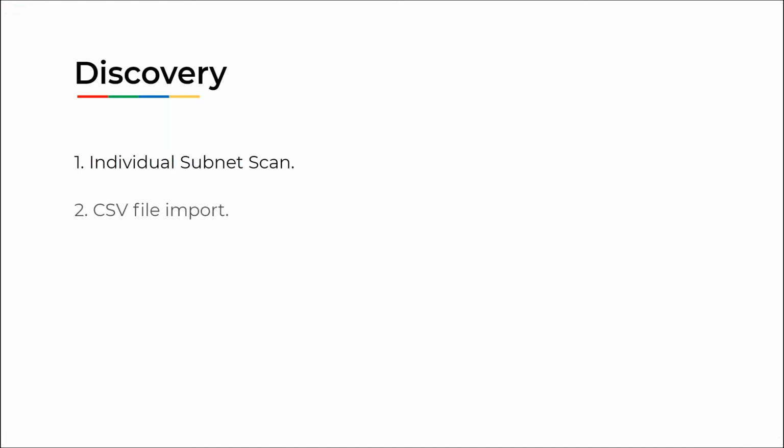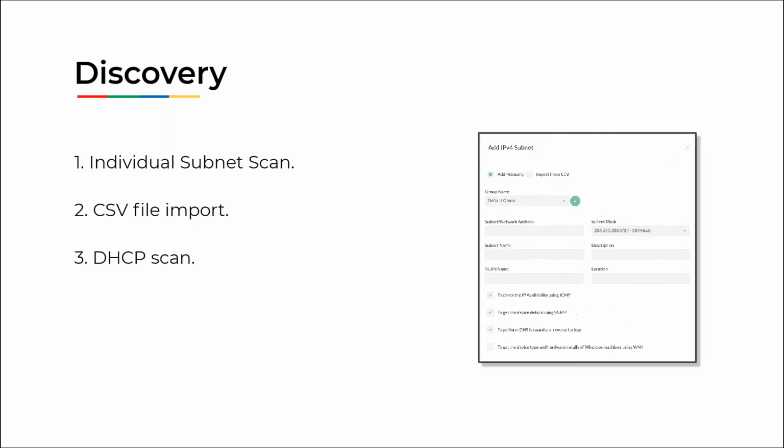In OpUtils, we have three different methods of discovering IPs. You can add your subnets individually, you can import your IP addresses using a CSV file, or you can use your DHCP to scan your entire network and get detailed scope information of all the subnets and IPs available in your environment.